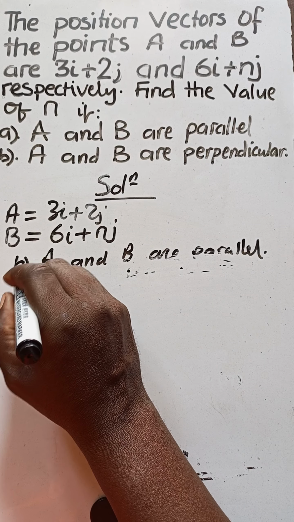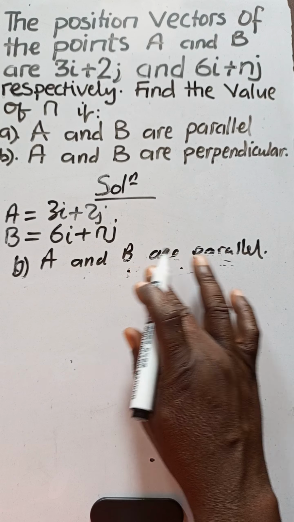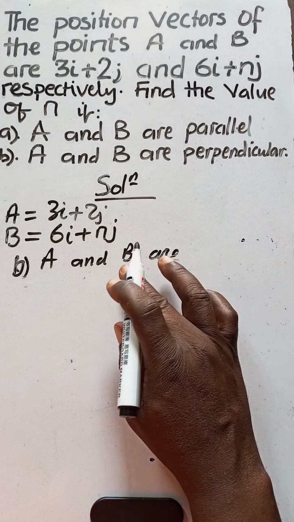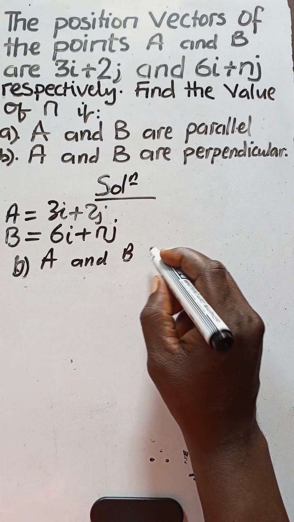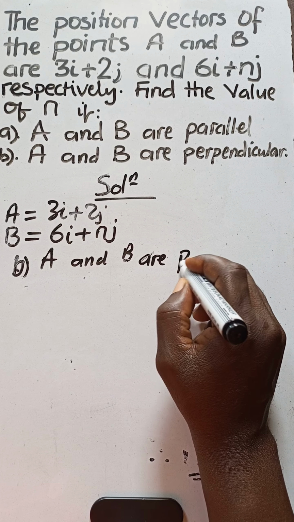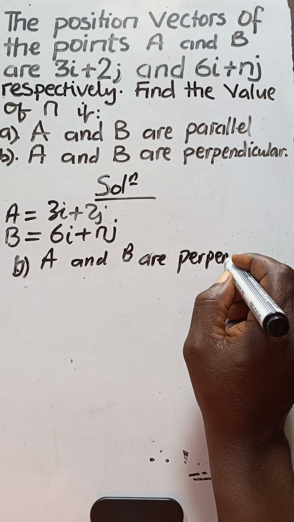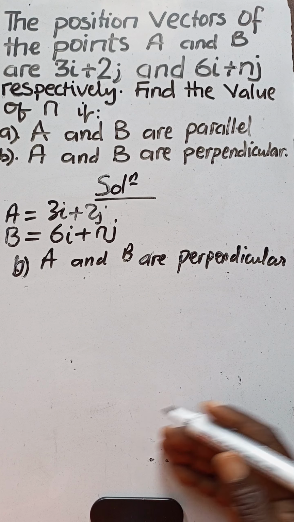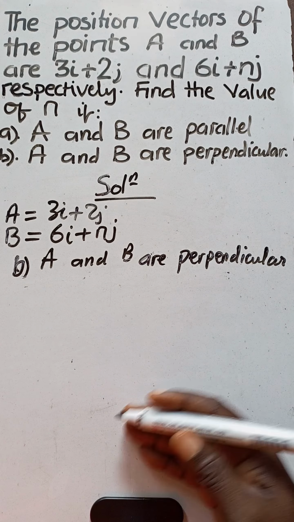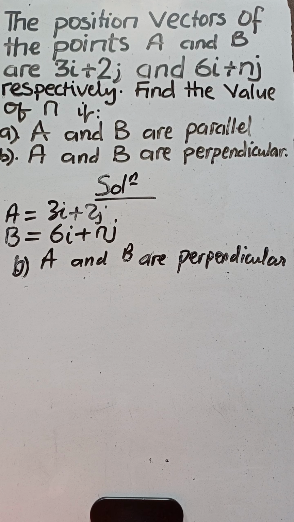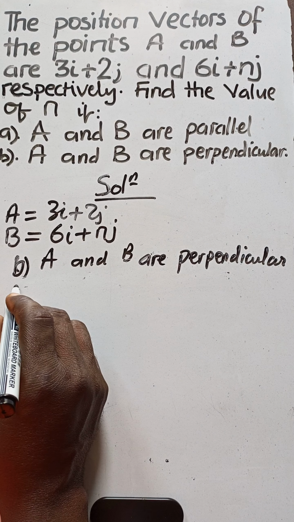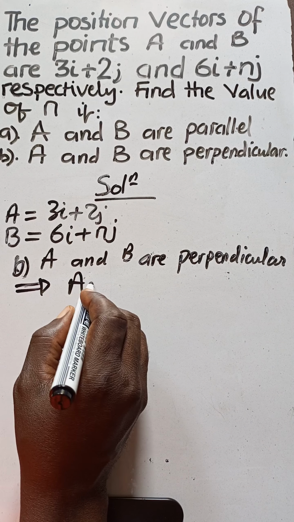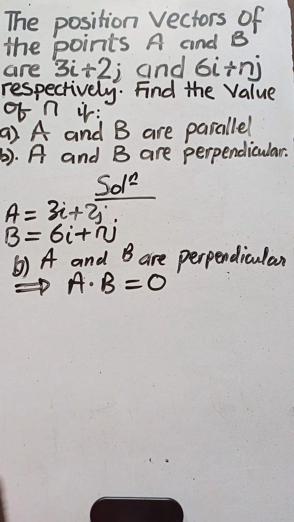Section B says that A and B are perpendicular. This time around, they are perpendicular. Now, if the vectors A and B are perpendicular, it therefore means that their dot product must be 0. That is a property of perpendicular vectors. We should always remember that. If A and B are perpendicular, it means A dot B must be 0.